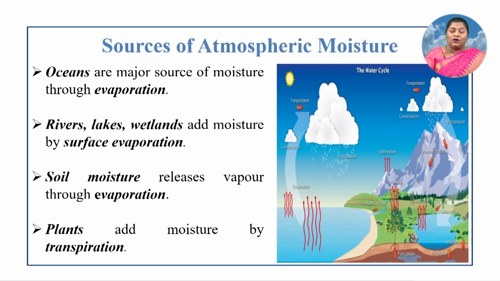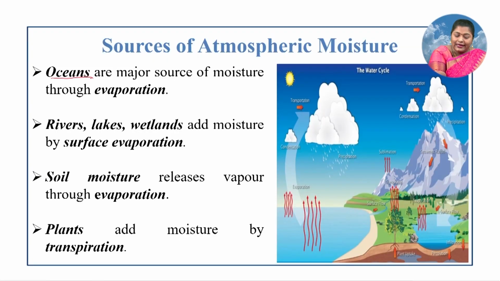Then the source of atmospheric moisture. Without moisture or without humidity, there is no cloud formation, there are no condensation processes. So what is the main source of atmospheric moisture? That is the ocean. In the previous lecture, on evaporation and condensation, we discussed the same.